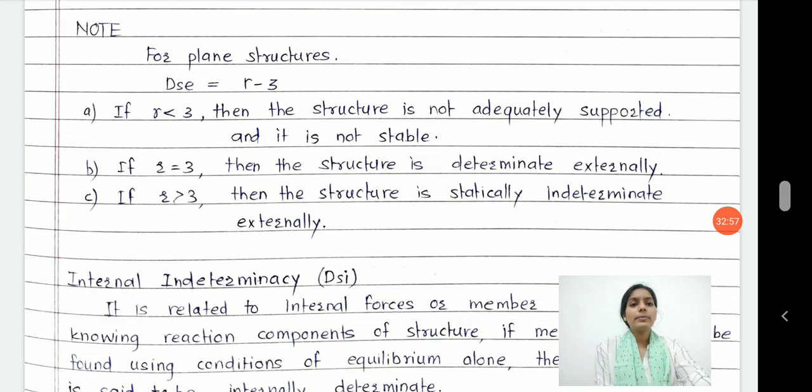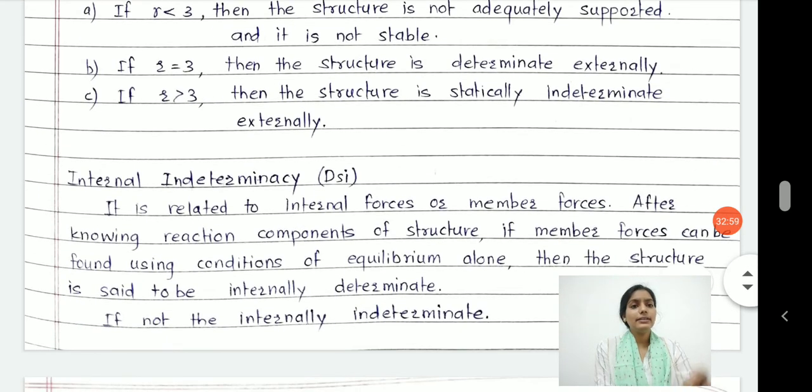Now the next topic we will learn is internal indeterminacy. How internal indeterminacy develops in our structure, we will keep that for the next class. Now you make a note of this class and try to solve sums. Take one beam from your book. There are plenty of examples provided. You can try to solve them on your own. Thank you so much.